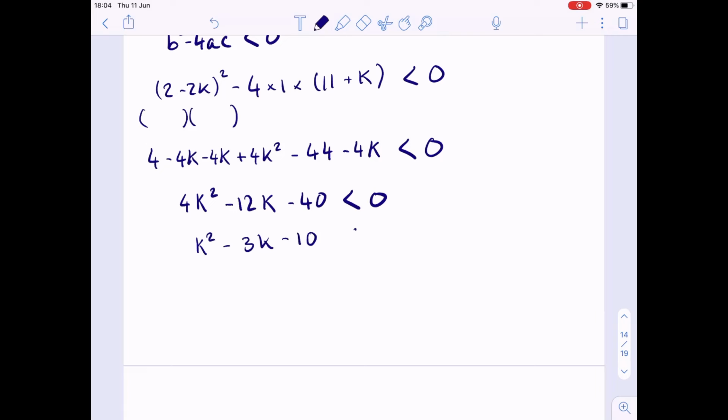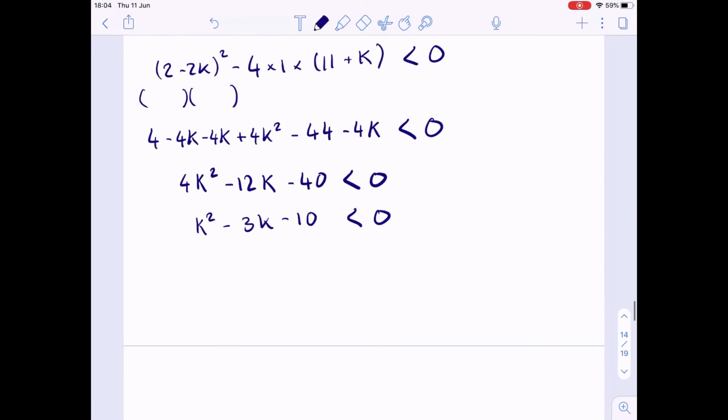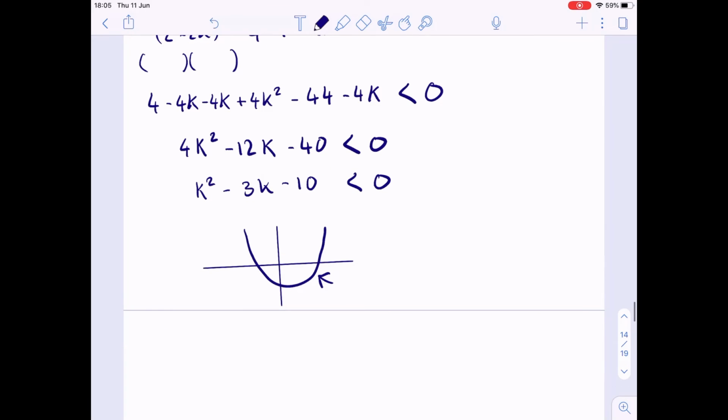Okay, k squared minus 3k minus 10 is less than 0. And now I'm thinking about these values. Now this is going to create a quadratic equation, which is going to pass through 2 points, and we're looking where this is less than 0. Okay, it's going to be a U-shaped parabola because our constant in front of k squared is positive. And positive quadratics will always create that smiley face.